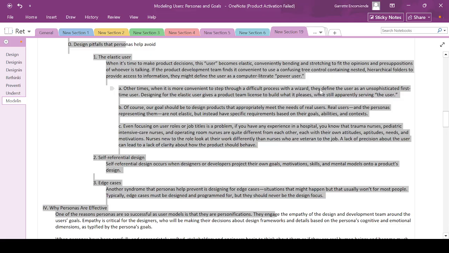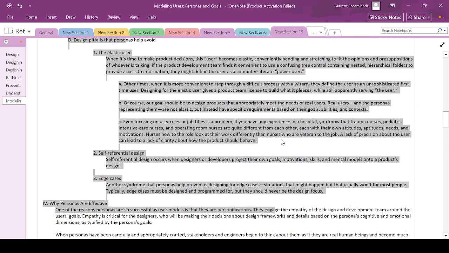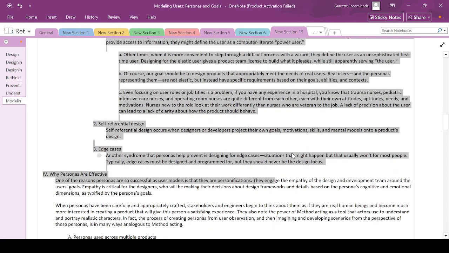So the developer has a different motivation again from the designer. So they will define the user as computer literate. Other times, when it is more convenient to step through a difficult process with a wizard, they define the user as an unsophisticated first-time user. Designing for the elastic user gives a product team license to build what it pleases, while still apparently serving the user. Of course, our goal should be to design products that appropriately meet the needs of real users.